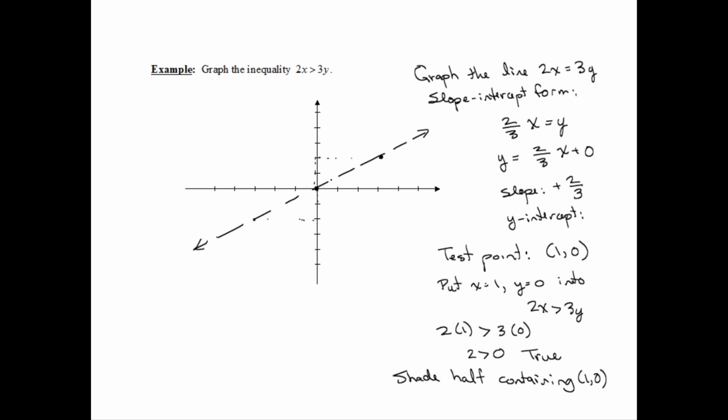Okay, and here's my 1, 0. I really should put a scale on this anyway. Here's my 1, 0. So because I got a true statement, that means I want 1, 0 to be shaded, and so I'm going to shade everything down here. That's how we graph that inequality.